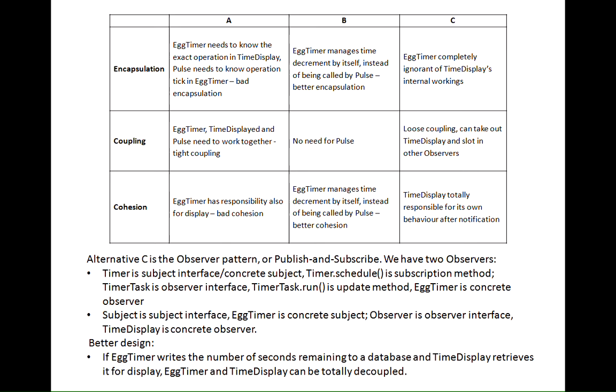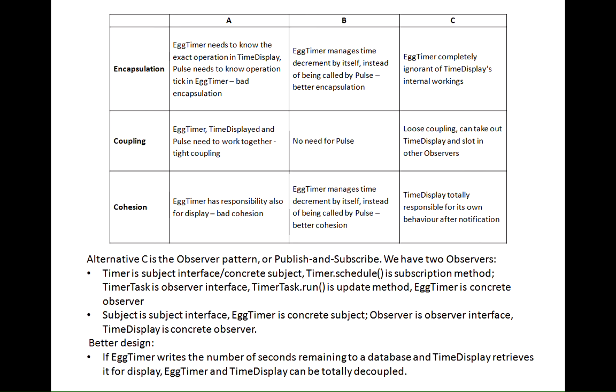From the aspect of cohesion, for alternative A, the egg timer also has a responsibility for display, so it's actually a bad cohesion. For alternative B, egg timer manages time decrement by itself instead of being called by pulse, so it's a better cohesion. And for alternative C, the time display is totally responsible for its own behavior after notification, so it's the best one. So according to the comparison results, we can see that alternative C is the best.